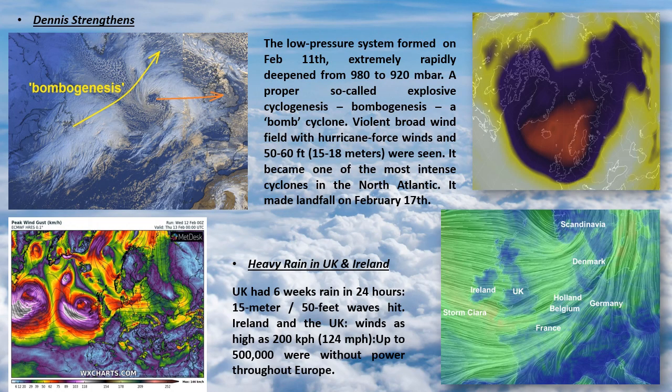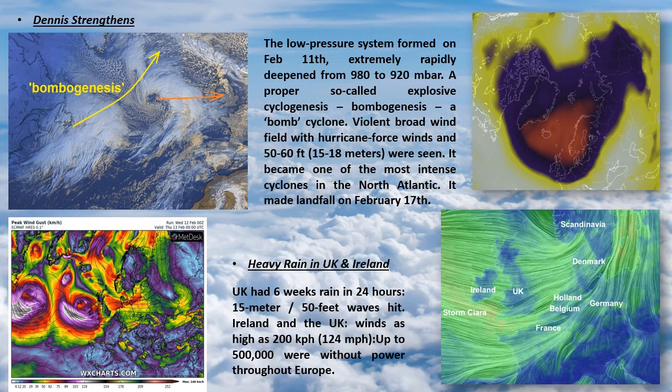As mentioned earlier, Dennis was a very strong extratropical cyclone. The low pressure system formed on February 11th. It extremely deepened into a very explosive cyclone, and this process is called cyclogenesis. The central pressure deepened from 980 millibar to 920 millibar, which is very low, and it was called a bomb cyclone.